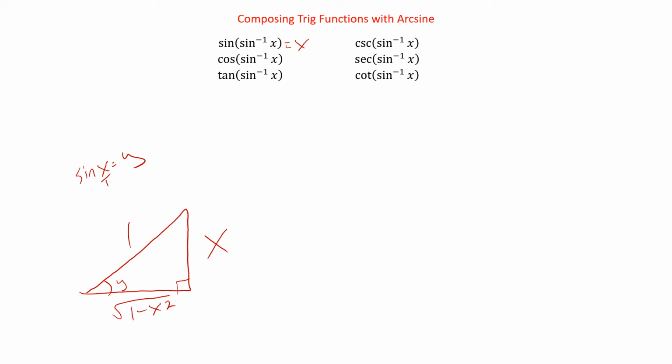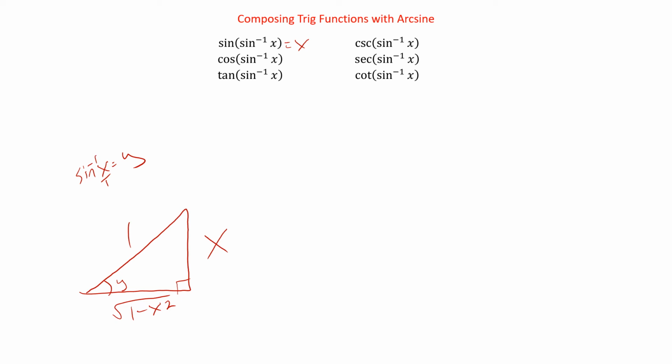And note that is not 1 minus x. Don't be that guy. You can't just square root each thing individually. It's 1 minus x squared because it's 1 squared minus x squared, and then square root. Well, now, the inverse sine of x equals y, so it equals that angle.